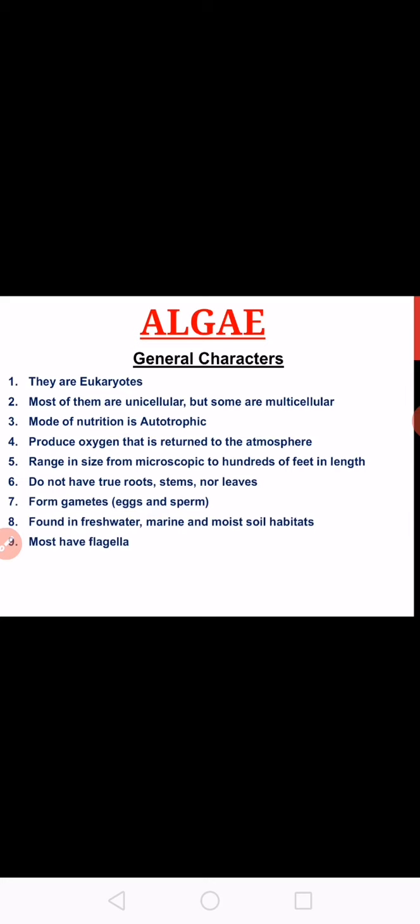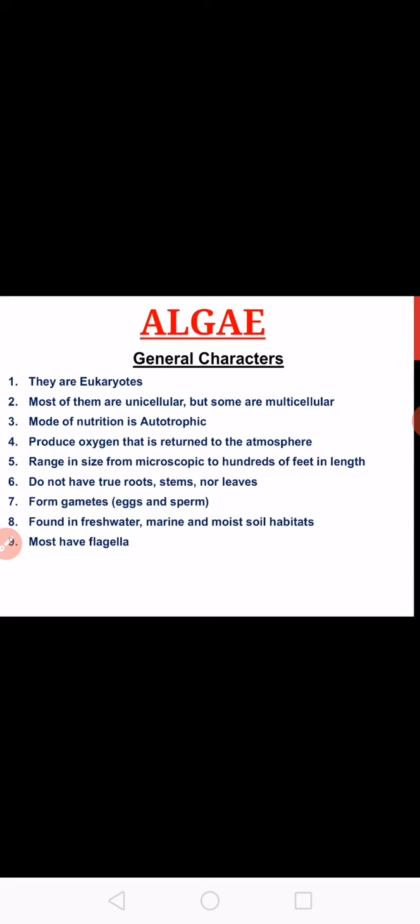In this slide, I am including some of the general characters. The first character is that algal members are eukaryotes. So what do you mean by prokaryotes and eukaryotes? Based on the presence or absence of a nucleus, organisms are of two types, prokaryotes and eukaryotes. Prokaryotes do not have a true nucleus, that means the nucleus is absent or not surrounded by a nuclear envelope. Whereas eukaryotes possess a well-defined nucleus surrounded by a nuclear envelope.